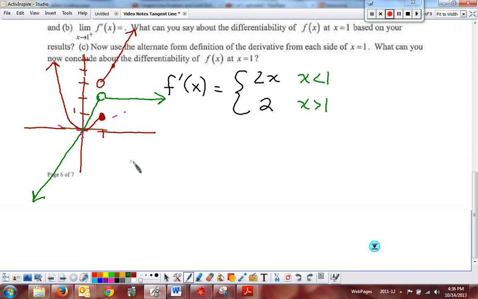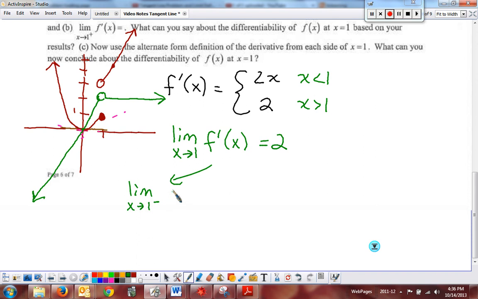What's going to matter if I'm actually trying to talk about the differentiability, even if the limit as x approaches 1 of whatever this derivative looks like is going to be 2. And the reason it's 2 is because the limit as x approaches 1 from the left of the derivative, all the tangent line slopes before 1 are approaching 2. All the tangent line slopes after 1 are approaching 2. So they're the same, so that limit exists.